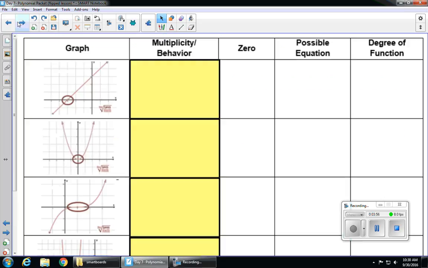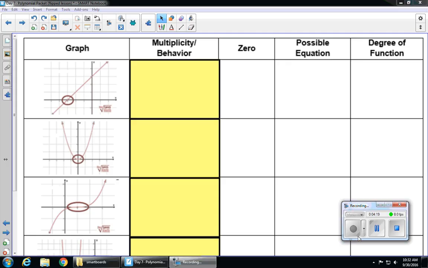So we're going to fill out this chart. Each row has a specific graph, and we're going to talk about what that graph means in terms of its multiplicity and the way it behaves, and the zero, a possible equation, and the degree of the given function. So let's take a look at our first graph. If you notice, this graph looks like a line, and it passes straight through the x-axis. And that point that it passes straight through, for now, we're just going to label as x equals -3.